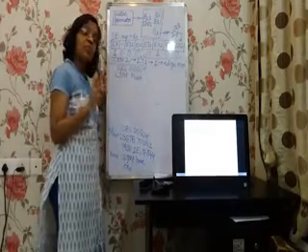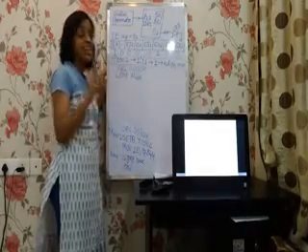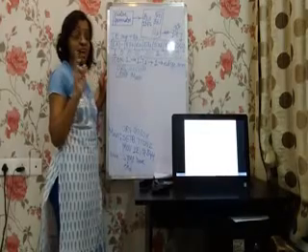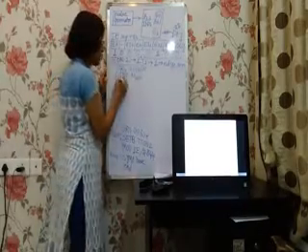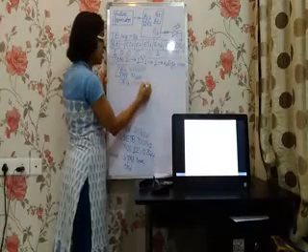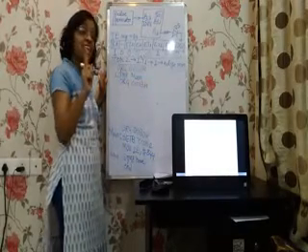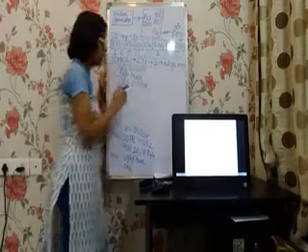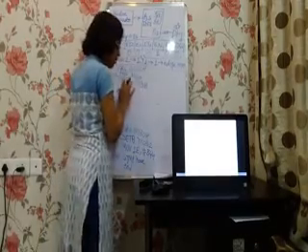My subprogram will start at which address? The INT1 ISR address starts from 0013. So I will give an ORG here: 0013H, the starting ISR address for INT1. Okay, so ORG 0013H I will give.